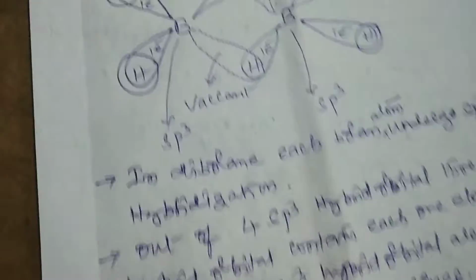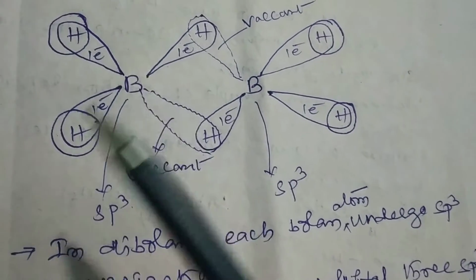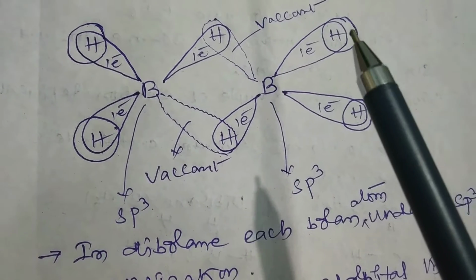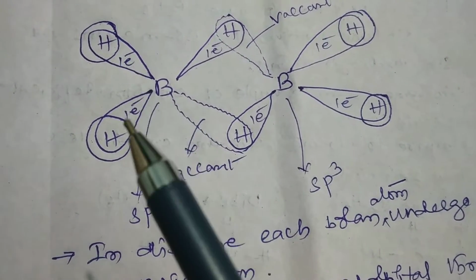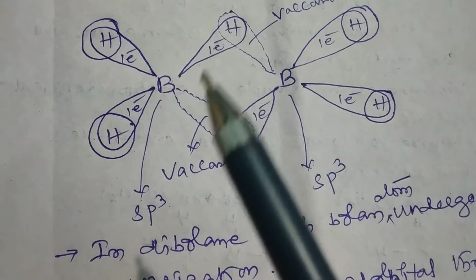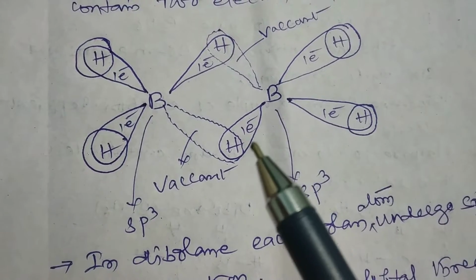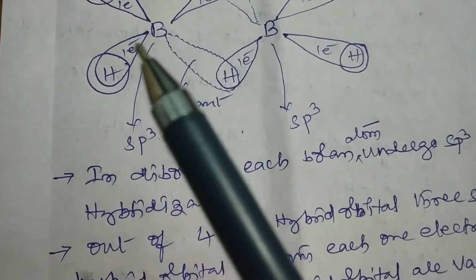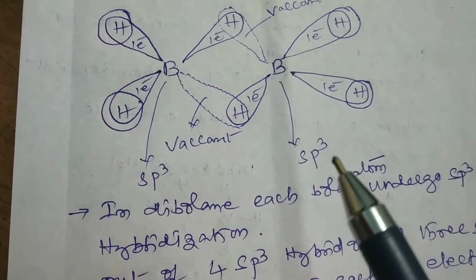Next one, this is another structure of diborane. So these are the hydrogens and the two borons. This is 1 electron, this is 1 electron, this is 1 electron, this is vacant. Again, this is 1 electron, this is 1 electron, this is 1 electron, this is vacant. So in diborane, one boron and the other boron are both sp3 hybridized.